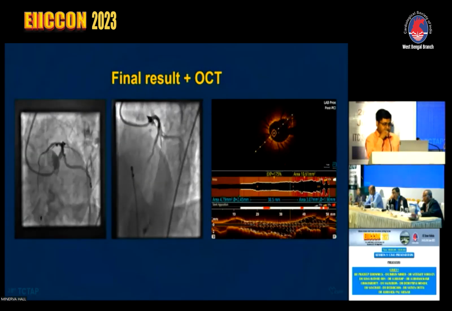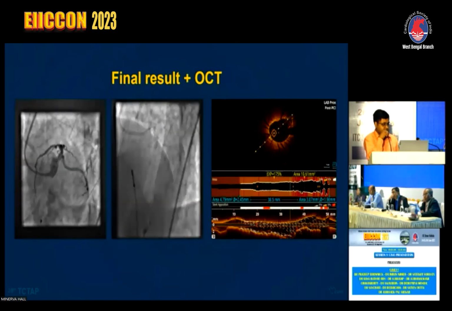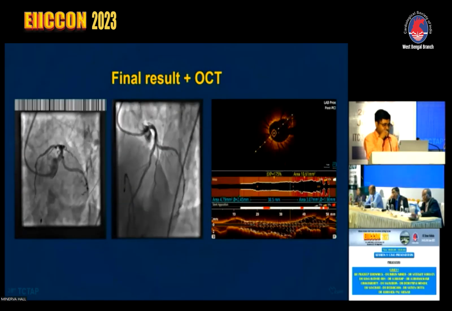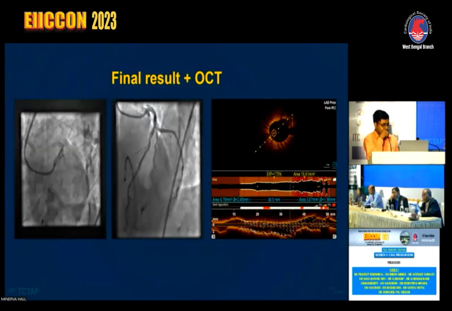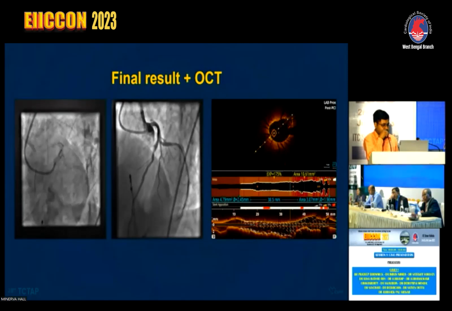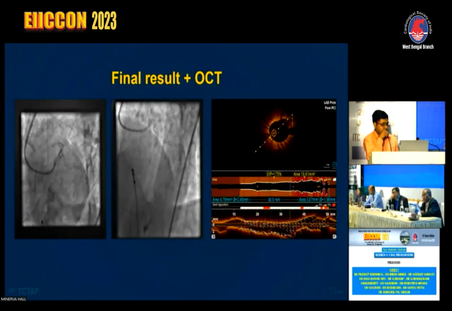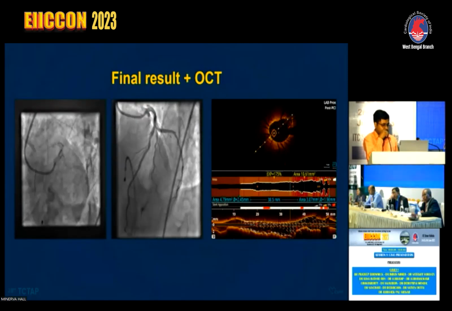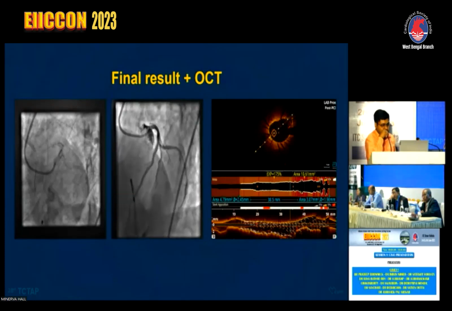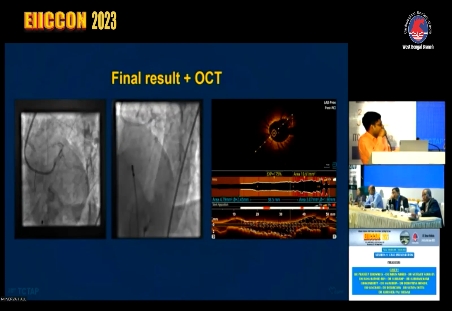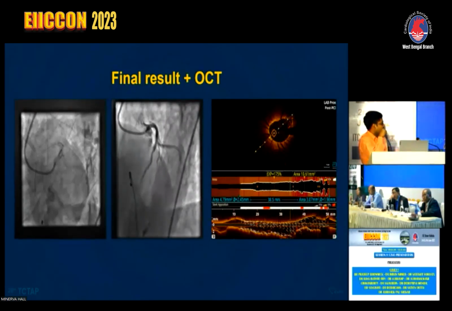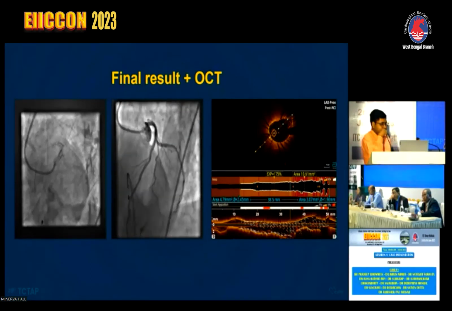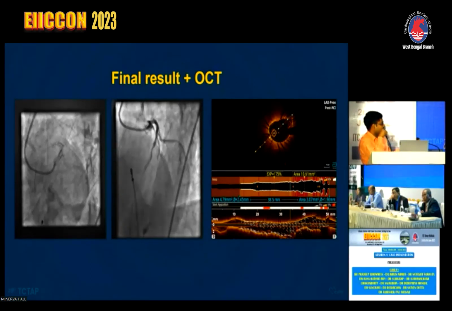Then we post-dilated it, modified it with another NC balloon, and this was the final result. And we deployed a 3.5 by 38 stent and post-dilated it, and this was the final OCT result with a good left main area of 10.6, and good minimal stent area. And the OCT clearly shows good apposition and stent expansion.